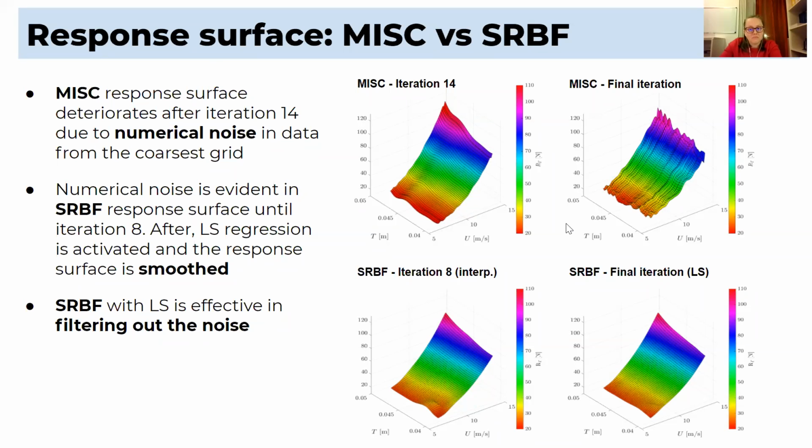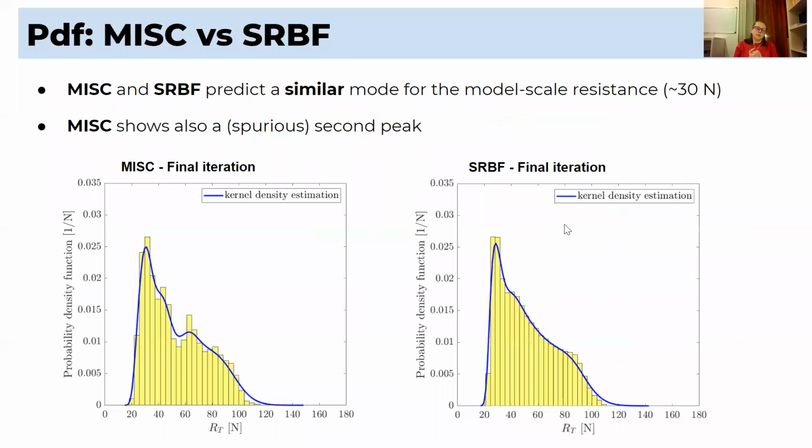Then when we look at the PDF, we can say nothing else than again confirm the same thing. The good news is that both methods predict the same peak, around 30 newtons, so really a similar peak around 30 newtons. But then when we look at MISC, we observe this spurious second peak here. And this again is nothing else than what we have already seen in the plot of the response surfaces.